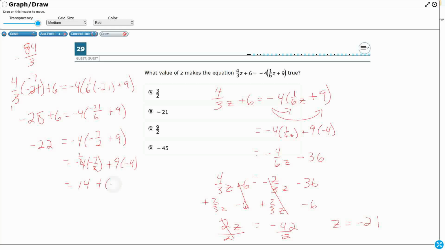Plus, I've got a -36 over here. And then what am I going to get with that? Well, I'm going to get my -22, which is what I have from right here. So when you get a true statement, -22 equals -22, that means that that value of z works, which we knew it would. So our answer here is B.